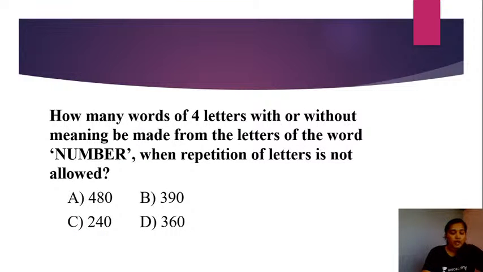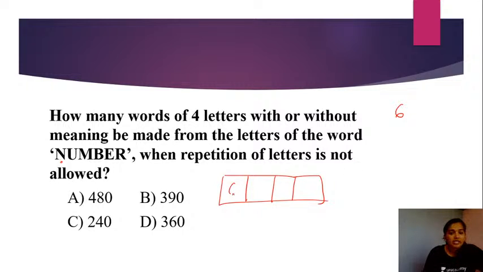So here you have the next question for the class. How many words of 4 letters with or without meaning can be made from the letters of the word number when the repetition of letters is not allowed? Here we have the word number given. How many alphabets do we have? All are different, we have 6 different alphabets here. We are asked to form a 4-letter word with meaning or without meaning, and it is also told that the repetition of the letters is not allowed.